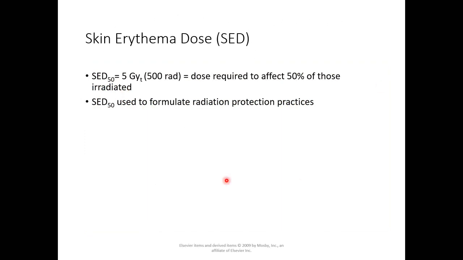Also, I talked about your skin erythema dose, which is the reddening of the skin. That was what we used to originally formulate radiation protection practices. That SED 50 is 5 gray or 500 rad, and that's the dose required to affect 50% of those irradiated. So that's the dose required for 50% of the irradiated population to get reddening of the skin. That's your SED 50, 5 grays. Make sure you know it.